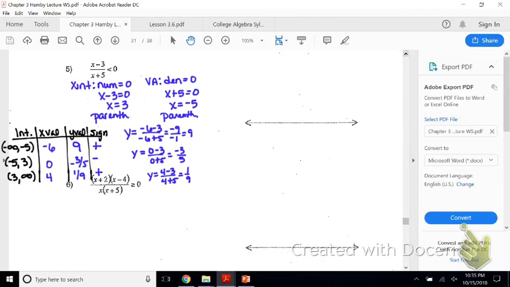And then look back at your inequality. You're looking for when it is less than 0. Less than 0 is negatives. So right here's our solution. So our solution is from negative 5 to positive 3. Both of them have parentheses.